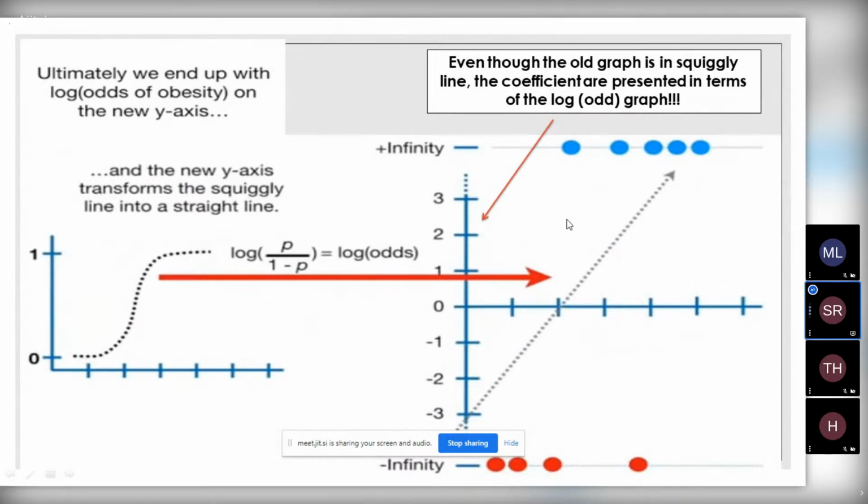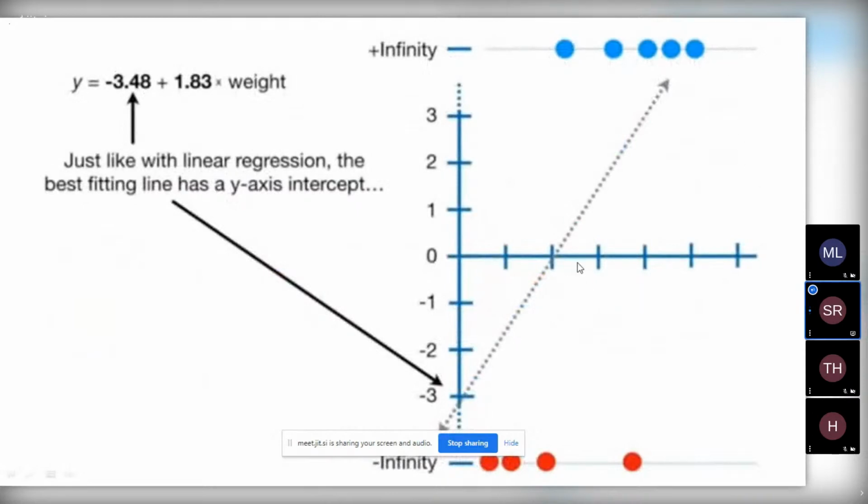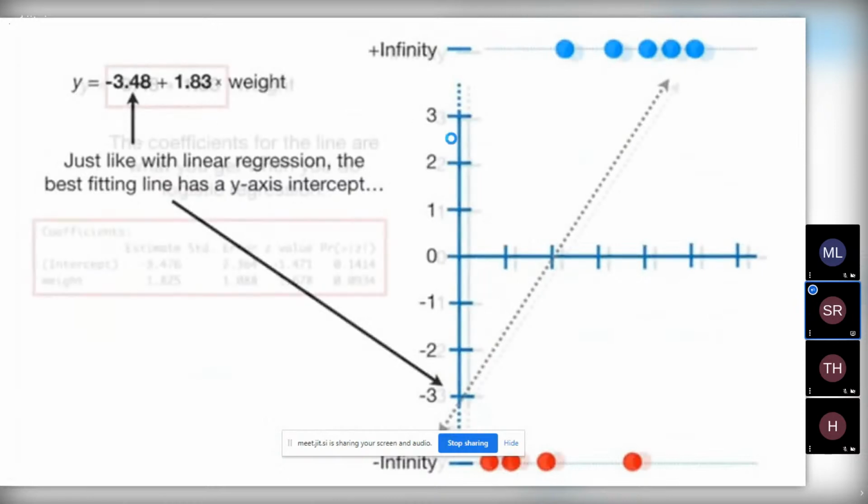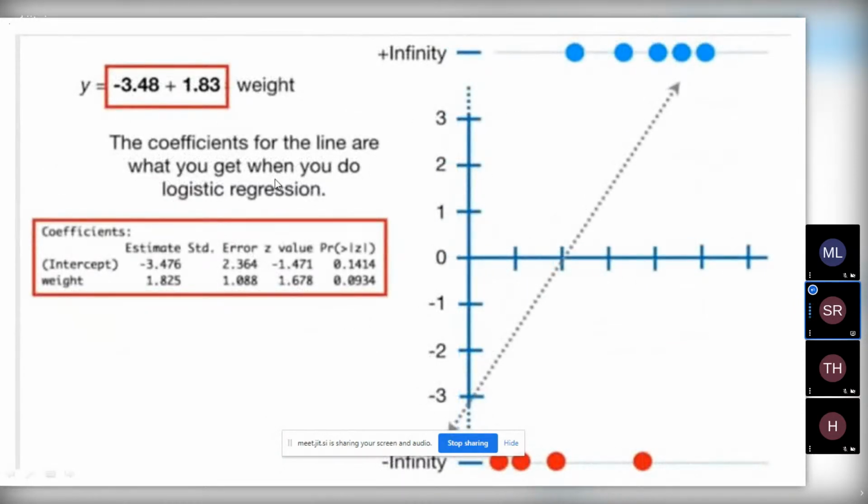Okay, so here we can draw the regression line, the candidate line, to get the best fit line. For example, let's say this is the best fit line. So we get our y-intercept, which is negative 3.48. This is the coefficient value, and then the slope of the line is 1.83. Okay, so this is an example output from R using logistic regression.